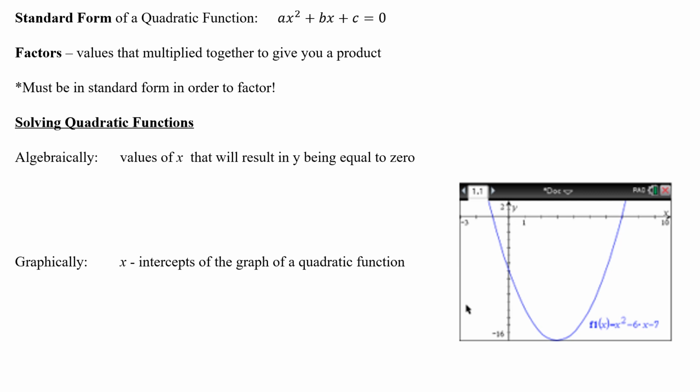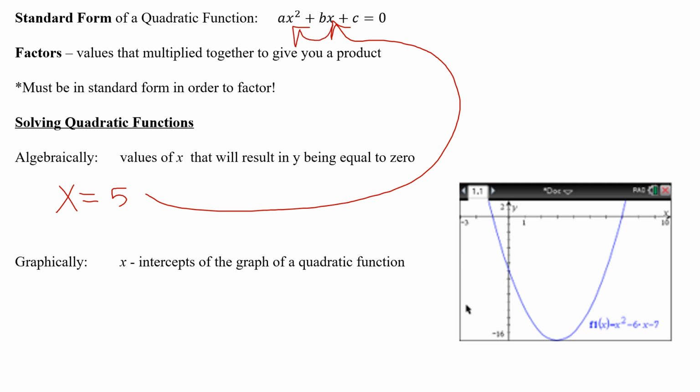So what does it mean to do it algebraically? You want values of x that will result in y being equal to 0. So you want to know which x value, let's say x equals 5, I can plug back in, that will eventually give me an answer of 0.